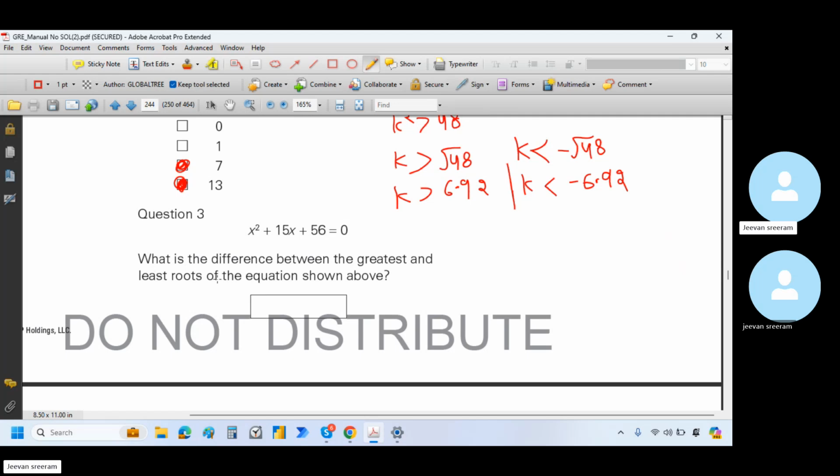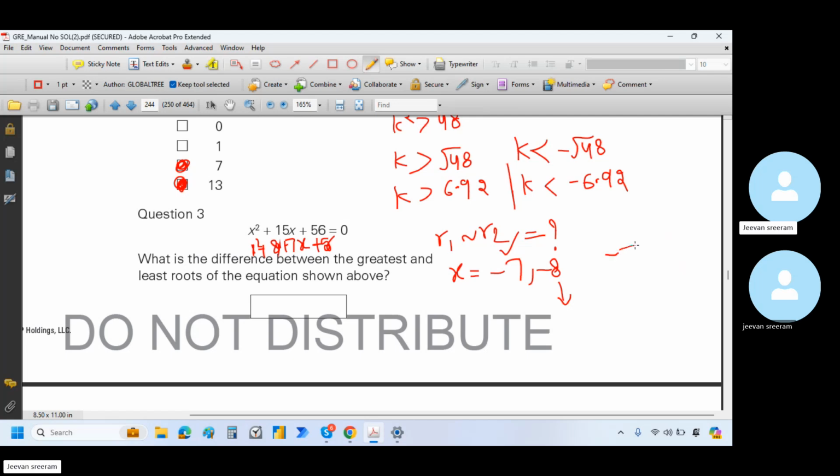What's the difference between the greatest and least roots of the equation shown above? He's asking for root 1 difference root 2. So I think you can directly find out. 56 means 14 fours are 8 sevens are 8 and 7, 8x plus 7x. So it's so easy. x plus 7, x plus 8. x is equal to minus 7 and also minus 8.